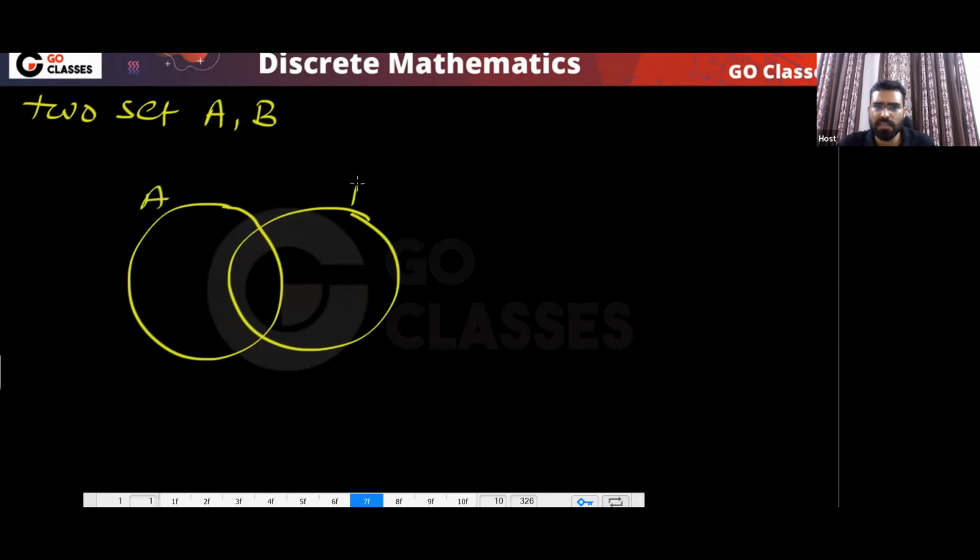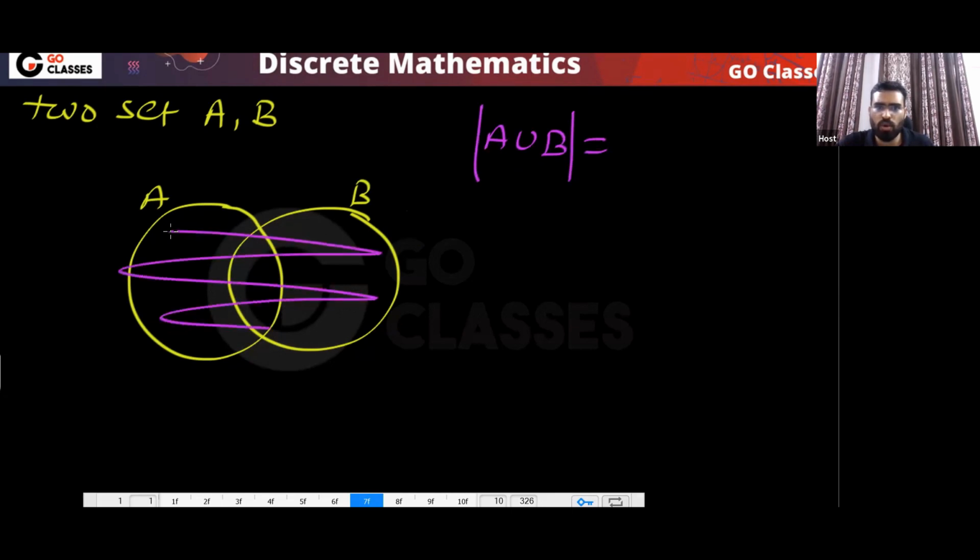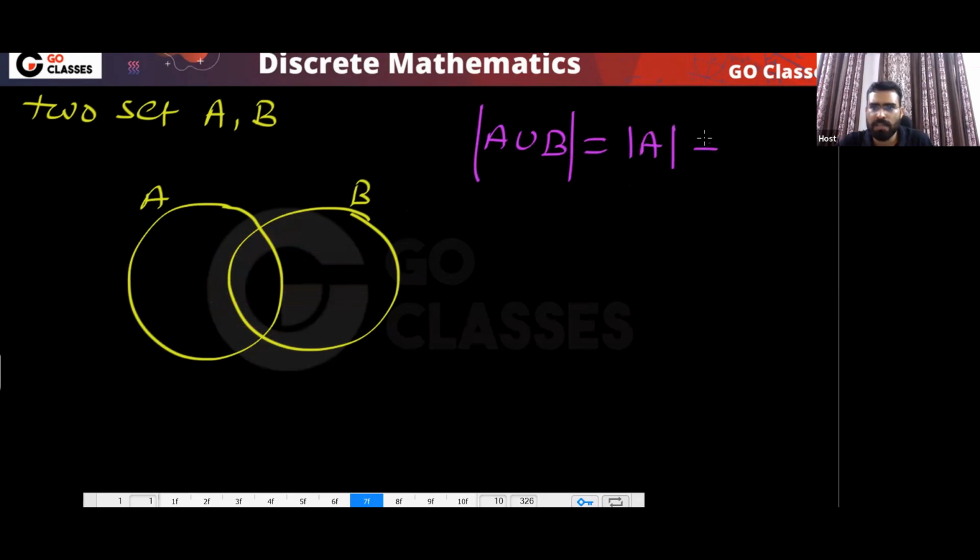So this is set A, this is set B, and they can have something common. Now, if you want to find the number of elements in the union, what will that be? What is the total number of elements here? That will be number of elements in A plus number of elements in B. Is this correct?